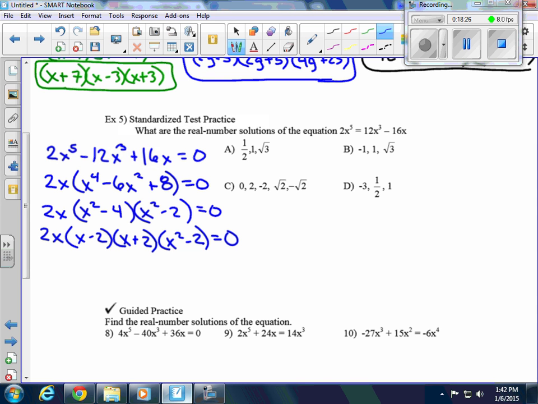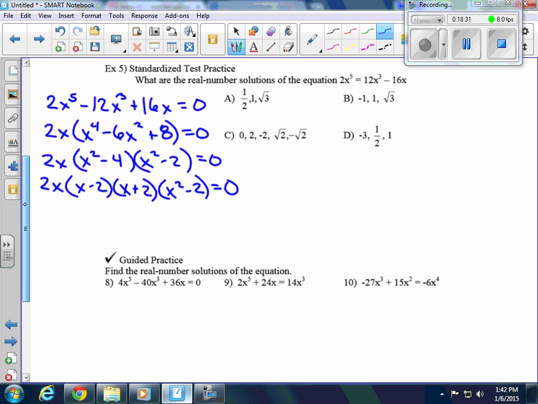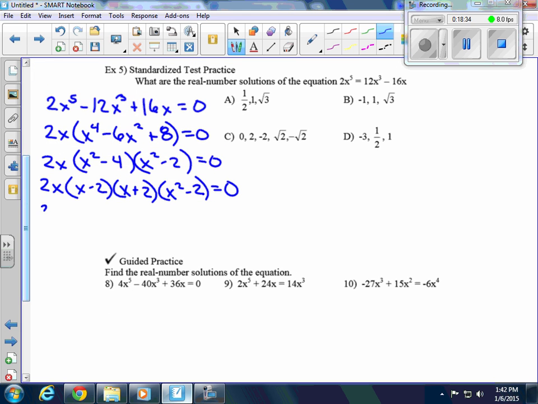So up until this point, that's where we've stopped. Now, here they're asking us what are the solutions. So what you need to do is set each one of these equal to 0. That's what our solutions are. 2x equals 0, or x minus 2 equals 0, or x plus 2 equals 0, or x squared minus 2 equals 0. So we're going to solve them all.